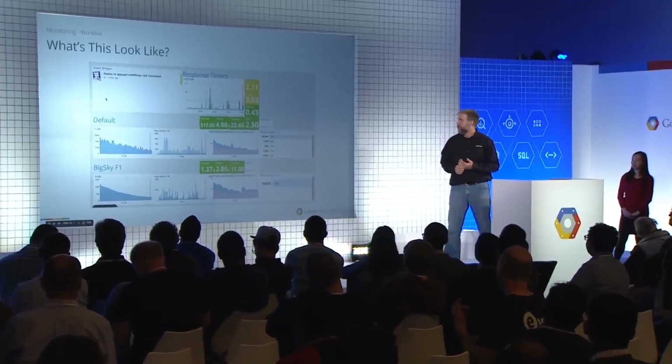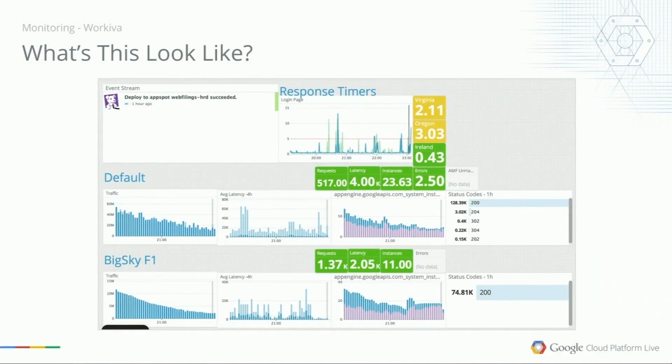So what does this really look like? This is a part of one of our dashboards that we use. What you're seeing here is latency, traffic, instance counts, status code responses. You're also seeing URL response times that we're sending up outside of the Cloud Monitoring API. In the event stream there, you'll notice a deploy that's happened. We're able to correlate this. These are two different modules, default and Big Sky F1. These are two modules we have on our application. So this is a really great way to correlate data from lots of data points across your platform and get a really quick view into it.